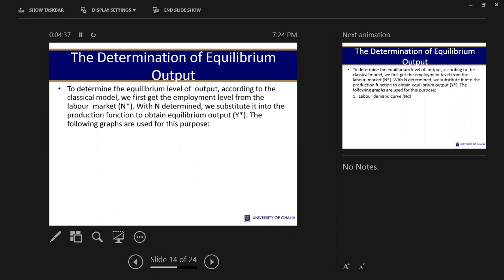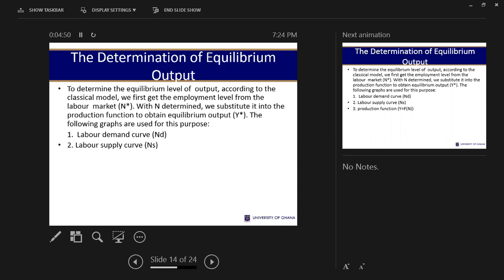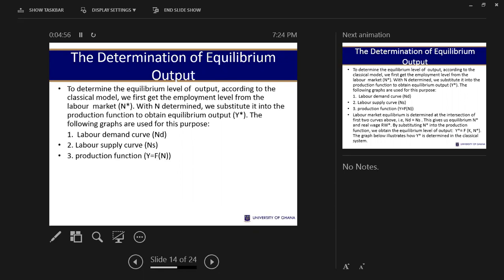These are the graphs, curves or functions that we need before we can determine our equilibrium output. First, we need the labor demand curve, which we did last week. We need our labor supply curve, what we just did, and then the production function. As we're saying, the production function is a function of what? Labor. So Y is a function of N. So our job is just to get our N.